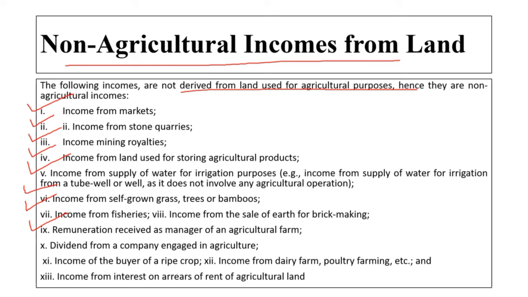So what we learned in this lecture: what is agriculture income, what different things are included in agriculture income, how we compute agriculture income, when we say partly agriculture income and partly non-agriculture income, and what different things will not be considered as agriculture income, that is, we consider them as non-agriculture income.